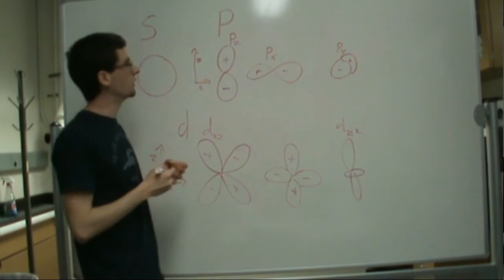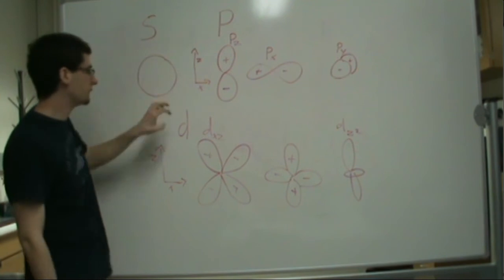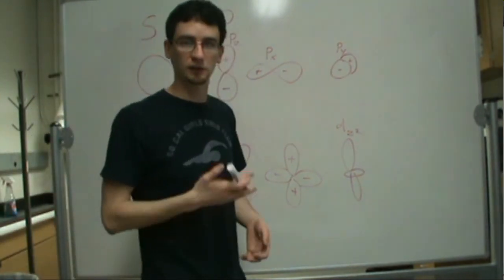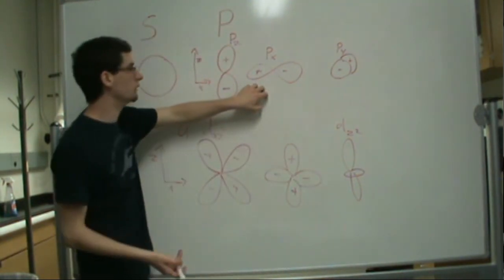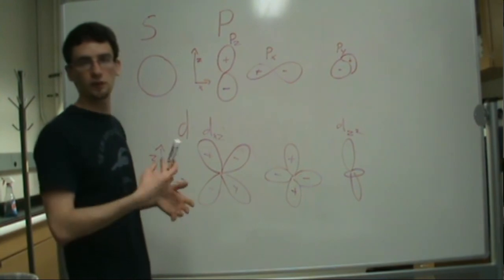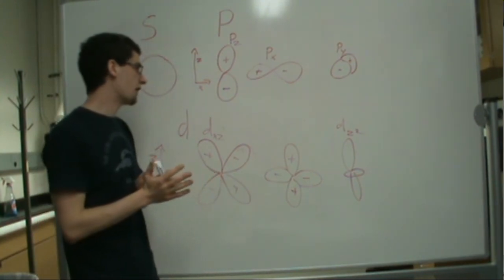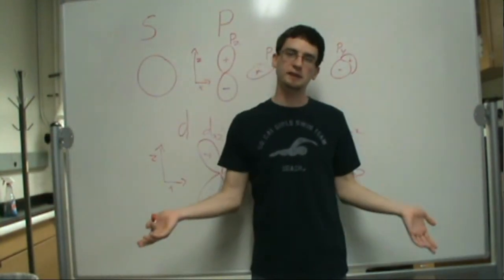But what you really have to know is there is one s orbital, 3 p orbitals, 5 d orbitals, and so on. If you review quantum numbers, there's an explanation for why we have 3 p orbitals and so forth. So review that if you need to. I think that's all there really is to talk about with these orbitals. So if you have any questions or comments, please ask.